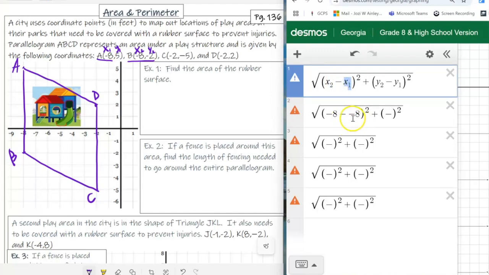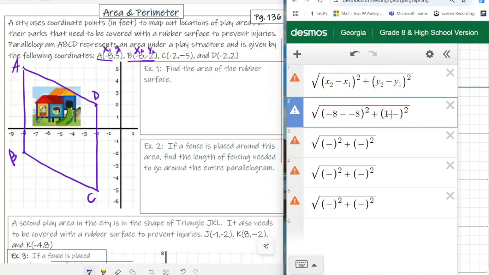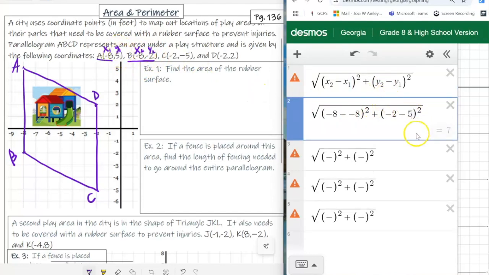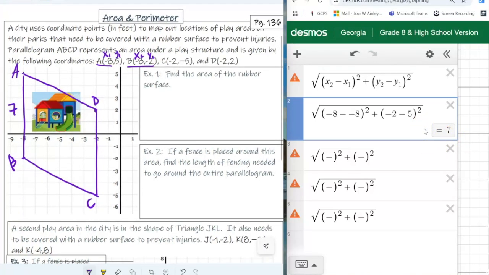So type in everything. Next one, y2, that's negative 2. Again, you're just copying exactly what you see. y1, 5. Boom. There is my distance. This distance, A to B, is 7. Now I'm going to speed it up a little bit.